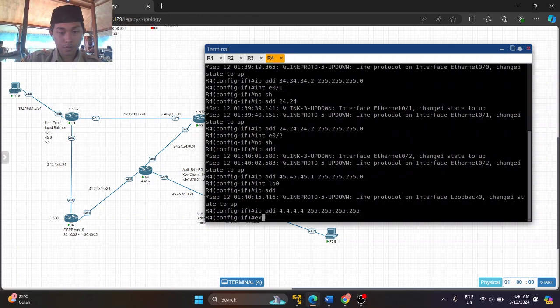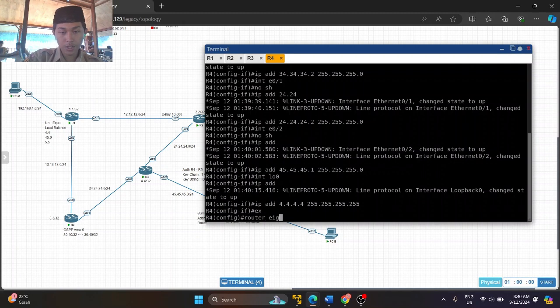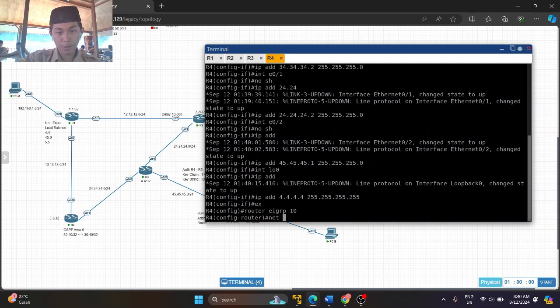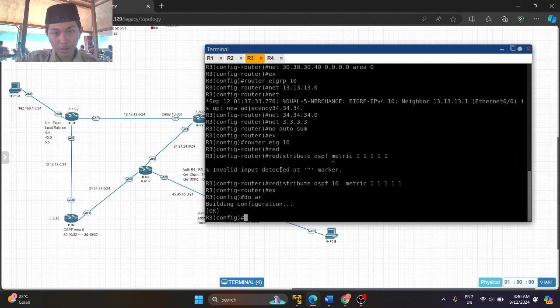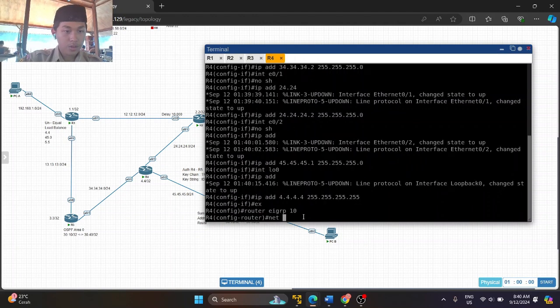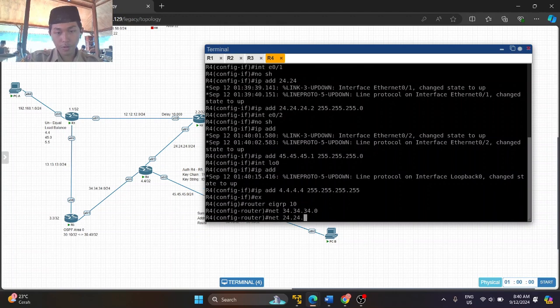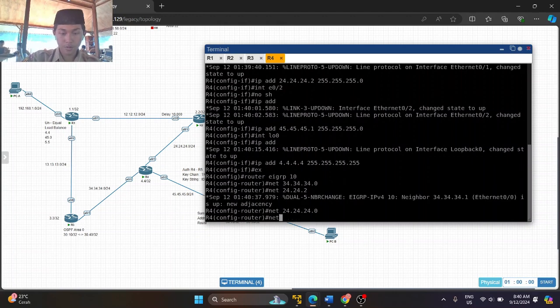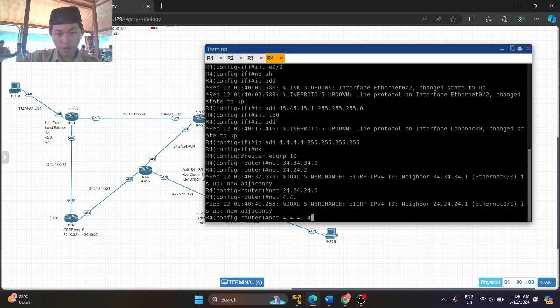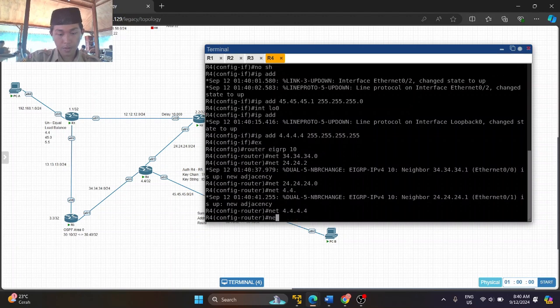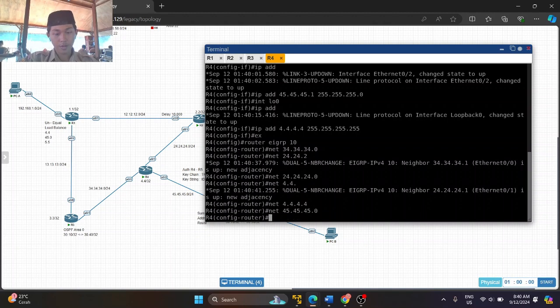Okay, let's see at the router EIGRP 10 network 34.0, 24.0, 4, then 45, no auto-summary.